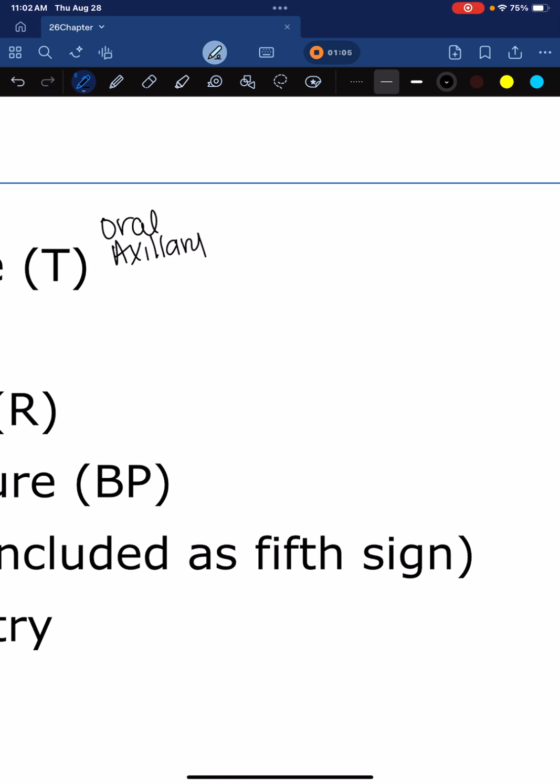Okay? Very rarely you'll be taking rectal temperatures. Can you imagine the person walking into triage? Can I get a rectal temp? No. I think an oral or axillary is appropriate.